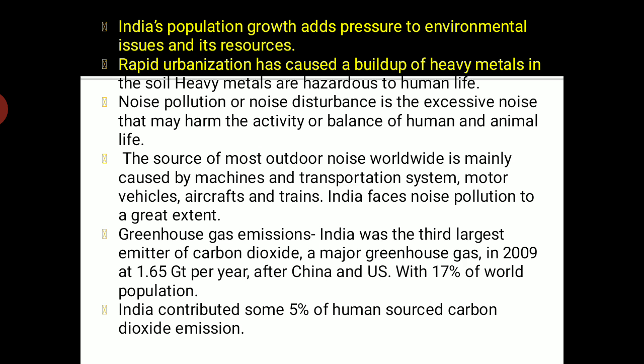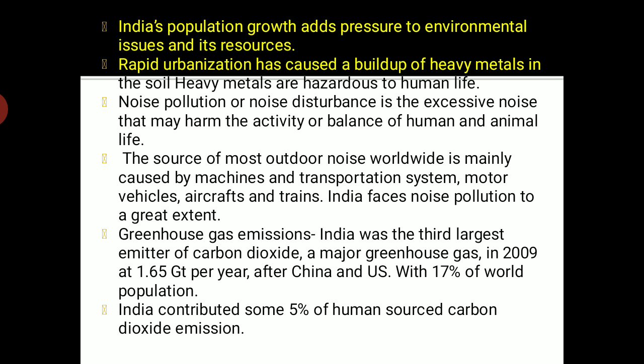Again, there is the greenhouse gas emission. Greenhouse gas emission, we have already studied earlier in this chapter that India is the third largest emitter of carbon dioxide, a major greenhouse gas, as per the study in 2009. That means whatever greenhouse gases are emitted all over the world, India stands third. That is pretty dangerous, right? And there we need to have a clear-cut concern wherein we can stop such kind of greenhouse gas emission, and we can protect the environment ultimately.